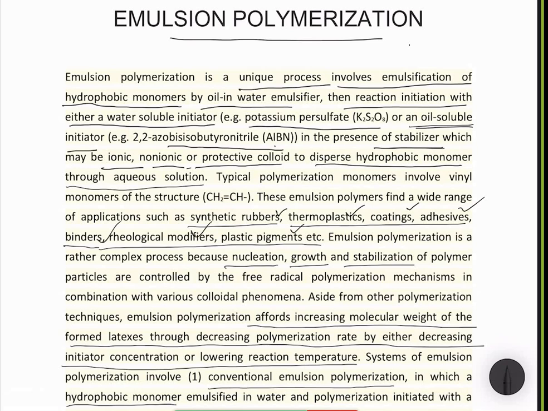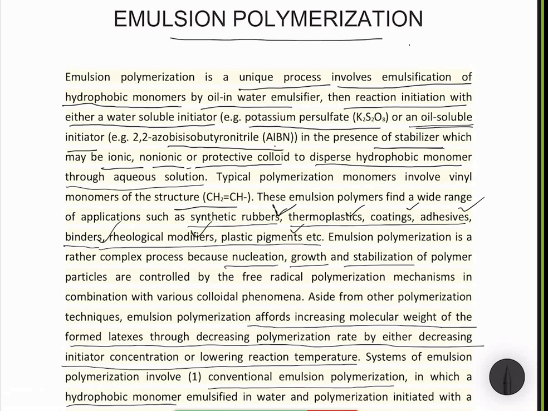Now, in emulsion polymerization, of course, we have to use these vinyl monomers. That is, they have this CH2 double bond CH part in their structure, and they would undergo free radical polymerization with the help of a water soluble initiator. And the polymers formed through emulsion polymerization find a wide range of applications such as synthetic rubbers. Most of the important synthetic rubbers are synthesized using this emulsion polymerization technique.